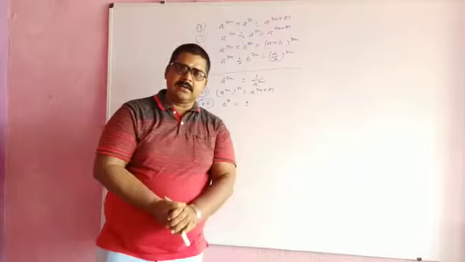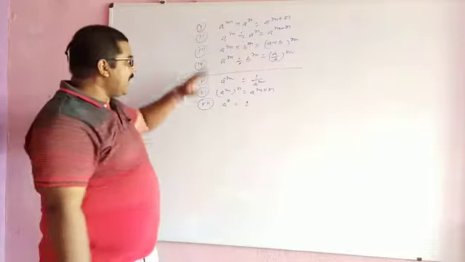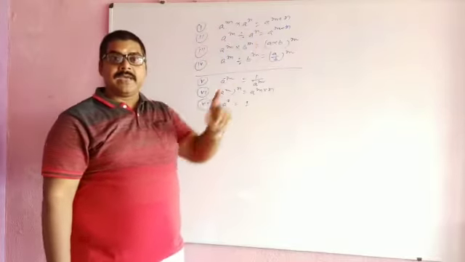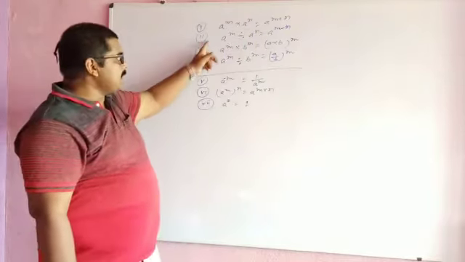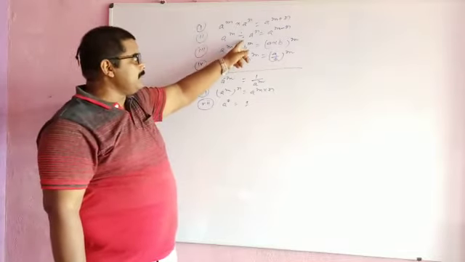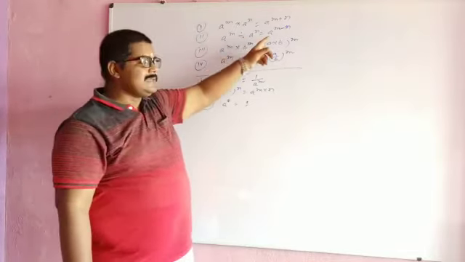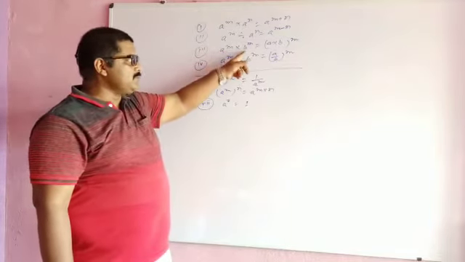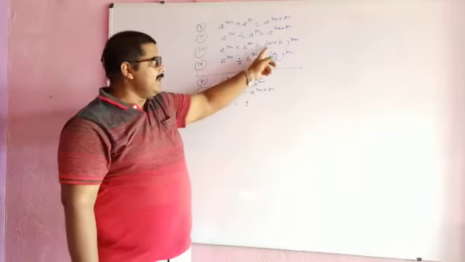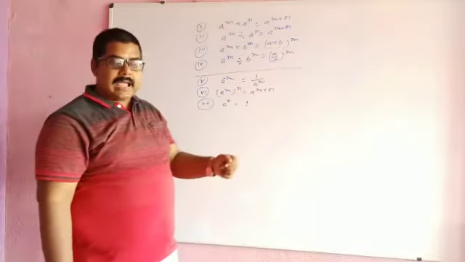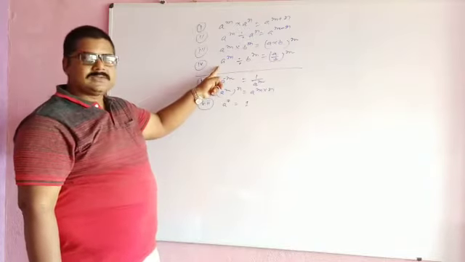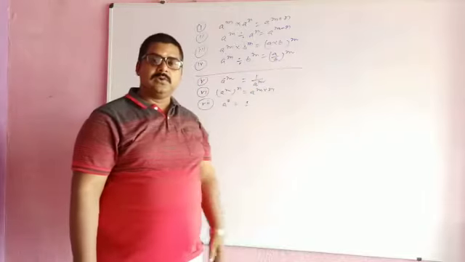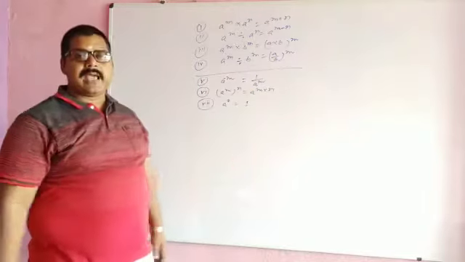In the previous session, I taught 4 different laws. The list is: a to the power m into a to the power n is equal to a to the power m plus n. The second one was a to the power m divided by a to the power n is equal to a to the power m minus n. A to the power m into b to the power m can be written as a into b whole to the power m. And the last one was a to the power m divided by b to the power m, which is equal to a upon b whole to the power m.